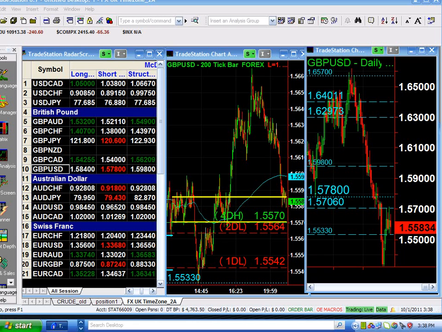At the pound dollar. Now I want you to look at this chart, guys. This is what we call the magnificence of price action. If you look at the right hand side screen, which is the daily chart, look at these lines, the 157.80, the 157.06. These are two very strong structural points.